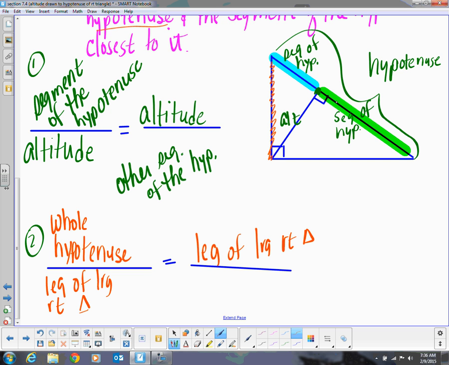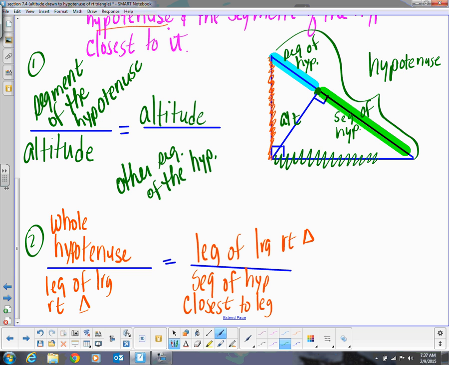And if they're talking about the segment closest, there's a blue segment and there's a green segment. Is the blue or the green close to this leg? Blue. That's what we're talking about: the segment of the hypotenuse closest to the leg. Now, how many legs are there on the right triangle? Two. So this other leg is also a geometric mean between the whole hypotenuse and the other segment. Blue or green? Green.